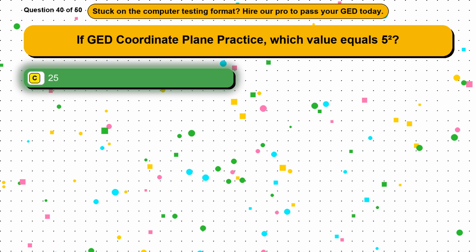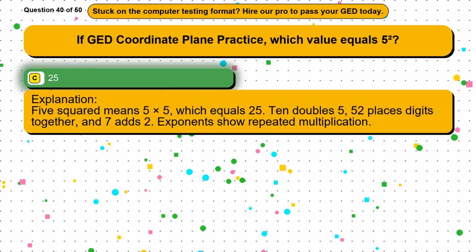The correct answer is option C, 25. 5 squared means 5 times 5, which equals 25. 10 doubles 5, 52 places digits together, and 7 adds 2. Exponents show repeated multiplication.